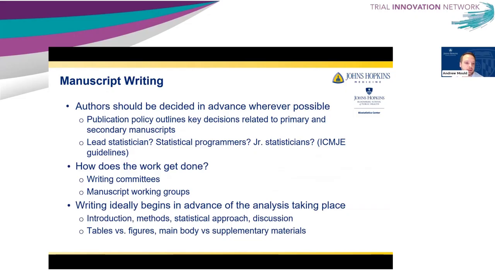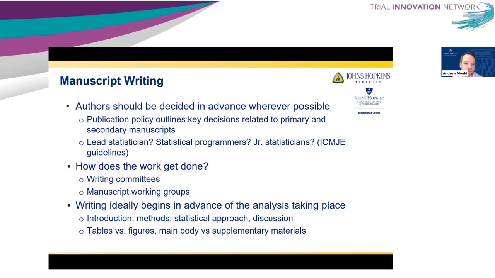Okay, so now we're at the manuscript writing stage, and this is something that should be thought about well in advance, as is the theme for this entire symposium. But authors too fall into this category. Whenever possible, this should be decided at the onset. Publication policies can help here. It will outline your key decisions related to how you're going to go about assigning these tasks and having creditability for the team members in the primary and secondary manuscripts.